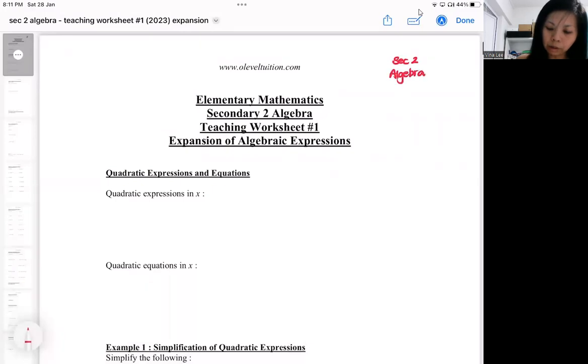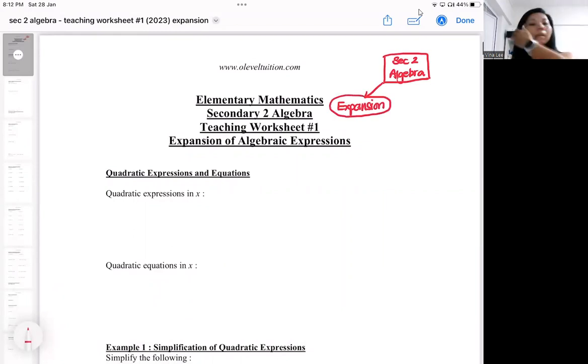For Sec 2 algebra, there are 3 sections. One section is on expansion. Teaching worksheet 1 is focusing on expansion, which is one of the easier ones. Expansion is easier than the rest, so usually this one is completed in school in a very short period of time.